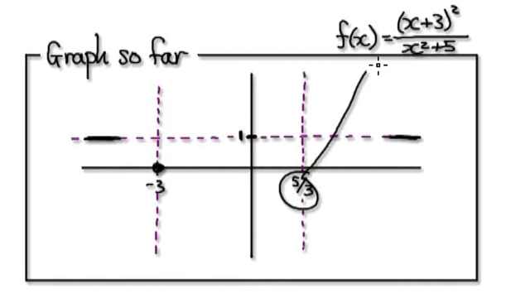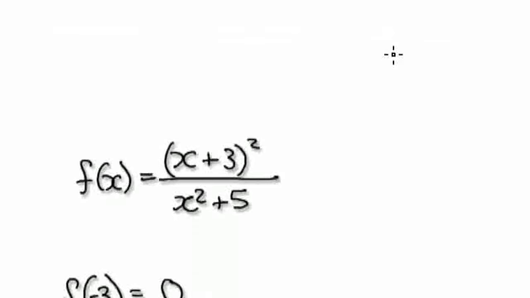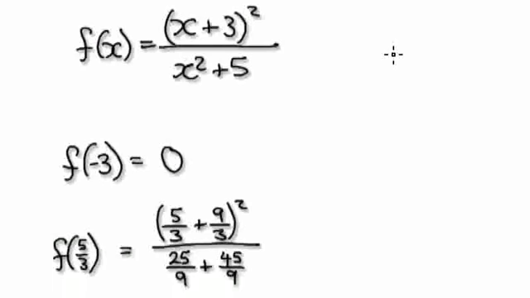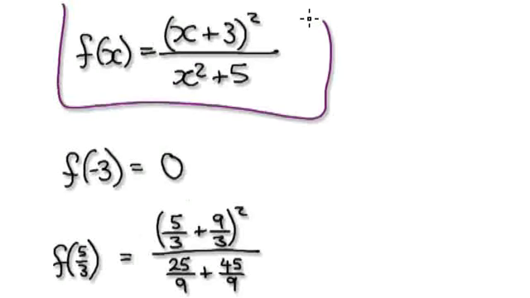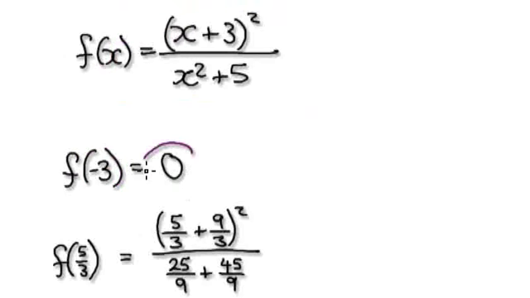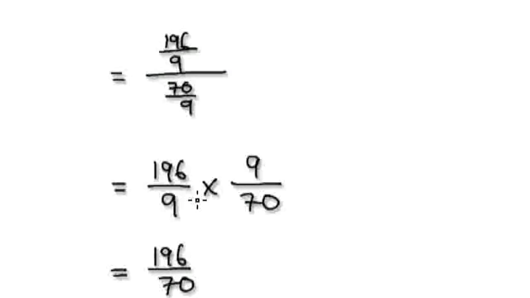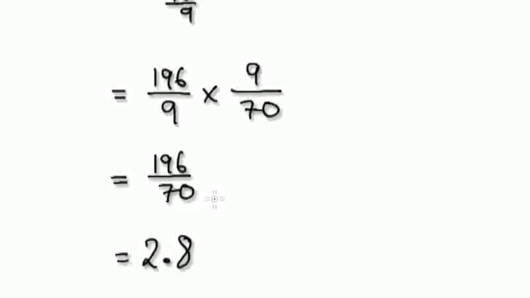Then do the same for this one here. As I was saying, this is our function here. Now put minus 3 into here. This is what we did earlier. Overall, it will be 0. Now do the same for 5 over 3. Put it into here, and then this whole thing equals 2.8.